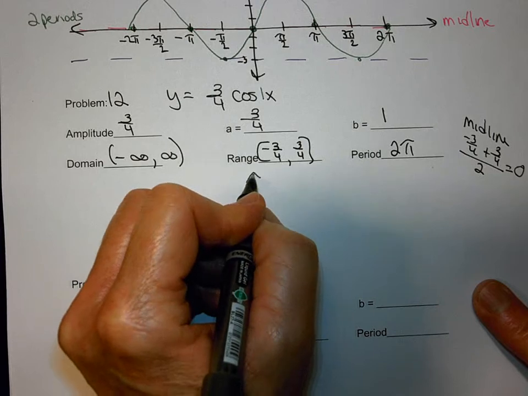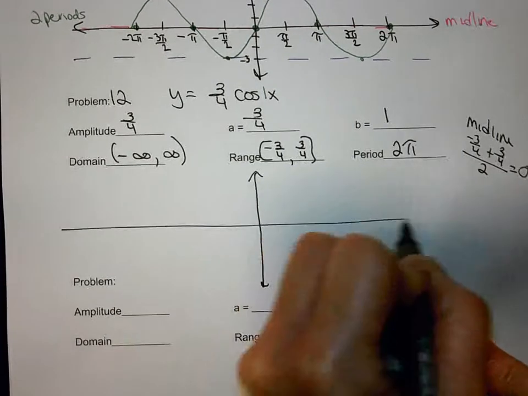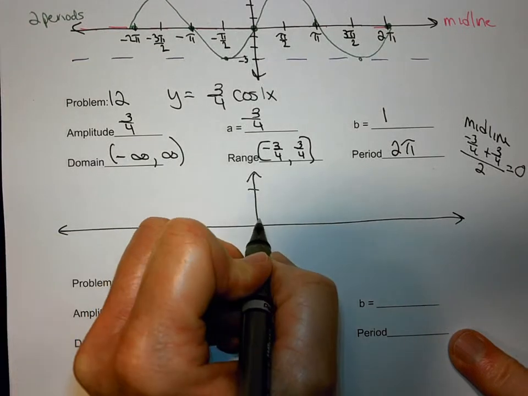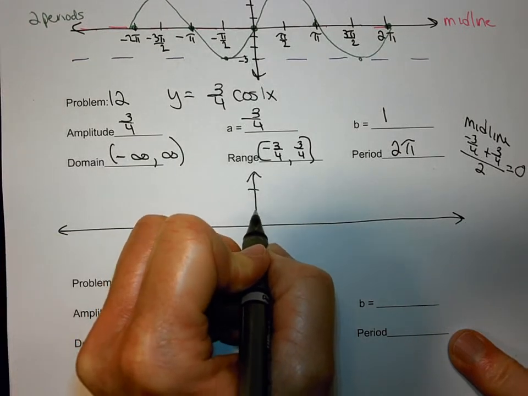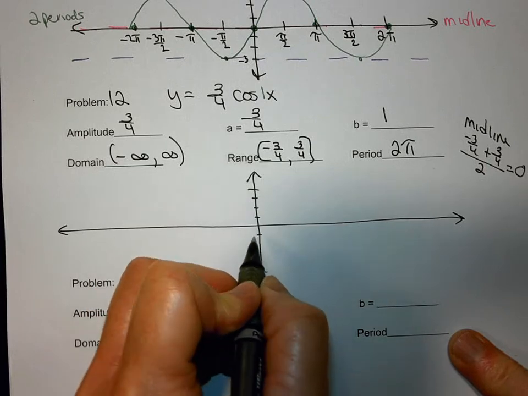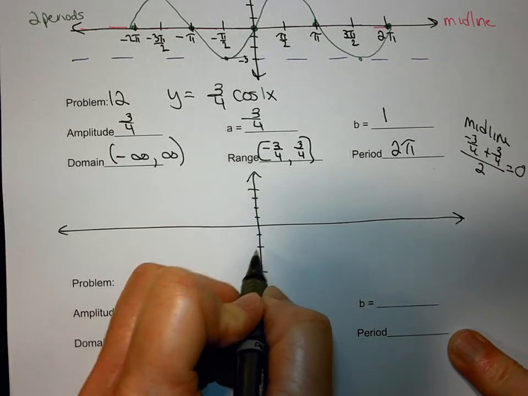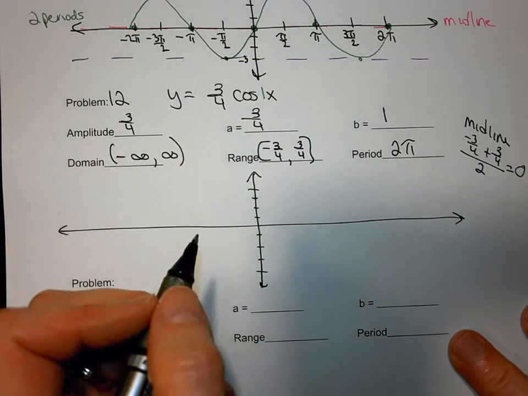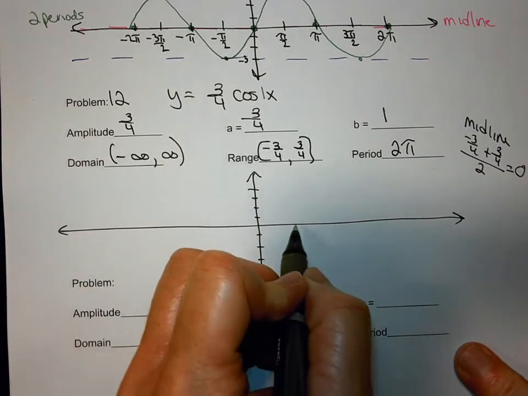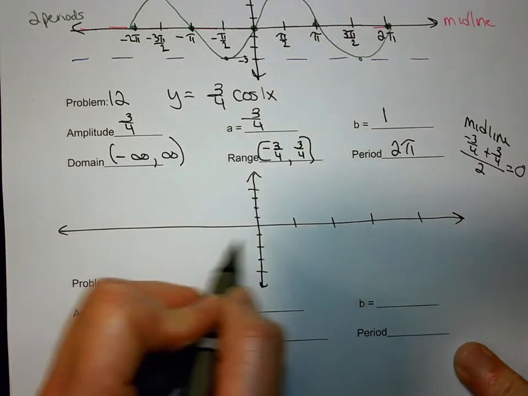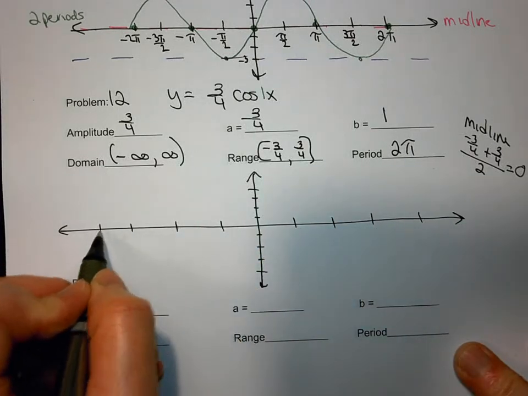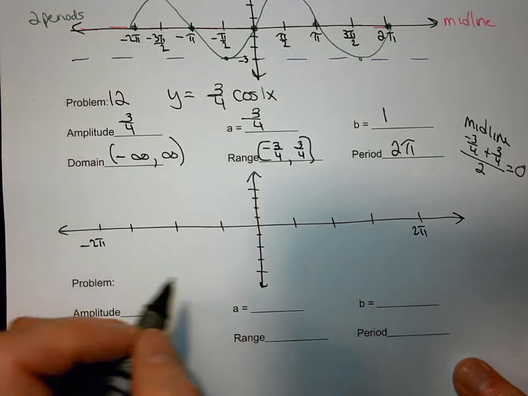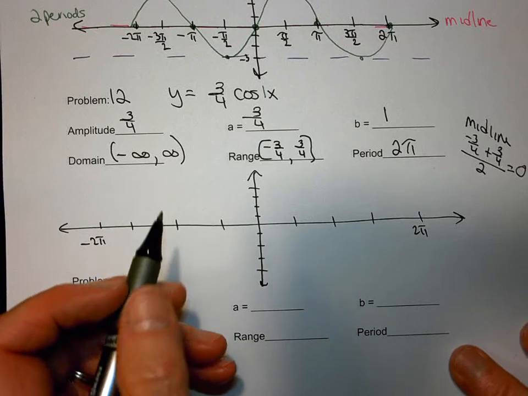So I'm going to start my graph, and again I'm going to go up and down to 3/4. So 1, 2, 3/4, 1, 2, 3/4. Oops, the bottom looks a little bit bigger than the top. Okay, so let's make our hash marks again. My period is 2 pi, so 1, 2, 3, 4, 1, 2, 3, 4. So the labels do not change yet because we have a constant b value.